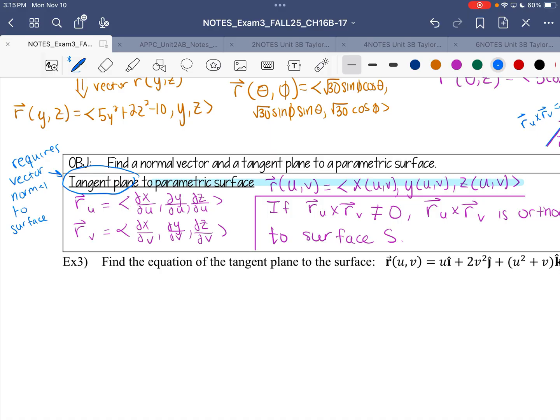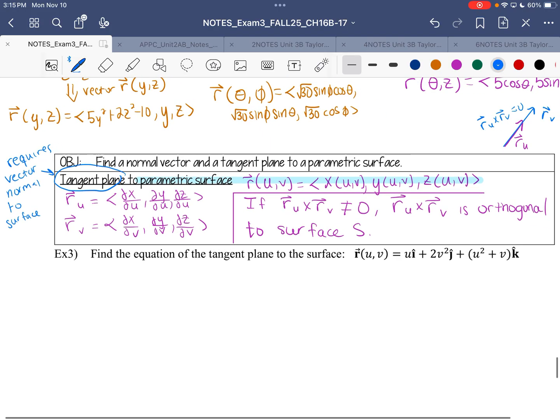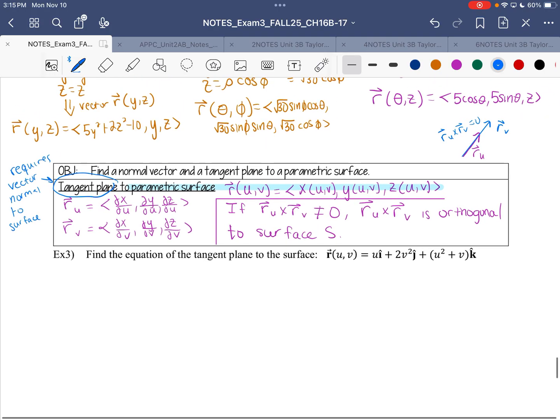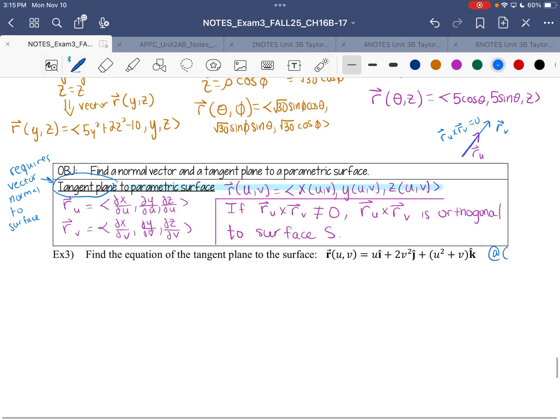That's why we're doing the cross product. Because if you're writing a tangent plane, you need a normal vector, so we're going to have to do the cross product here. The first thing you want to do, oops, I forgot to add in my point, at the point 2, 2, 3. Find the equation of the tangent plane to the surface. First thing you do is you take your partial derivatives.